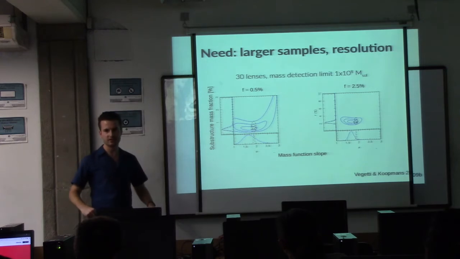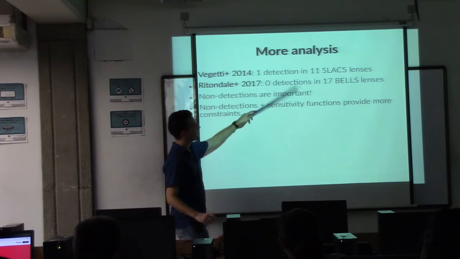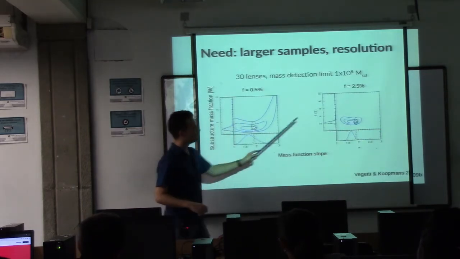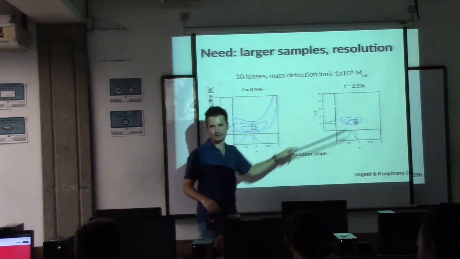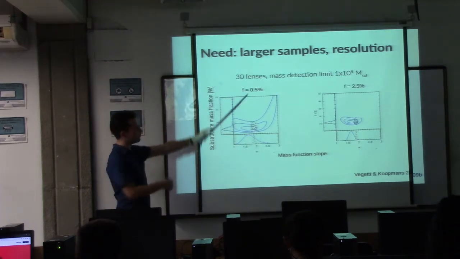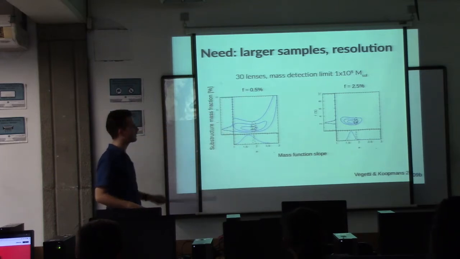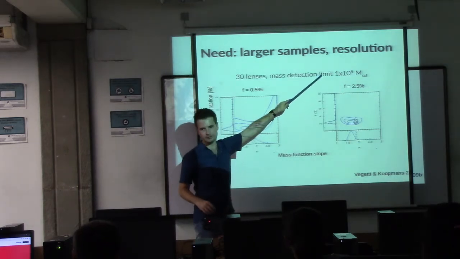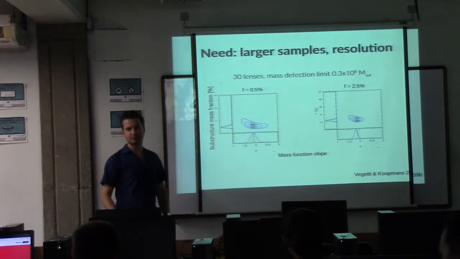So with 30 lenses, and remember between these two papers, they analyzed 28. If the true mass fraction was 2.5%, you would detect it very precisely. We don't see that many perturbations. Still, the constraints of the more realistic 0.5% mass in substructure would be much weaker. But if you can lower your detection limit, now we are around 10 to the 8 solar masses, you could nail this very precisely.